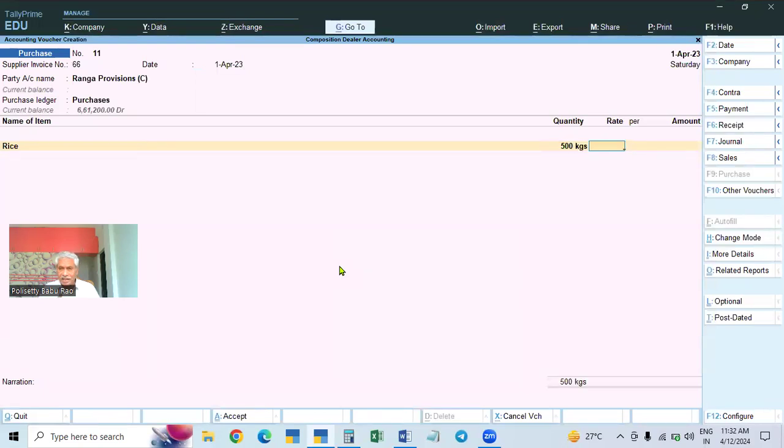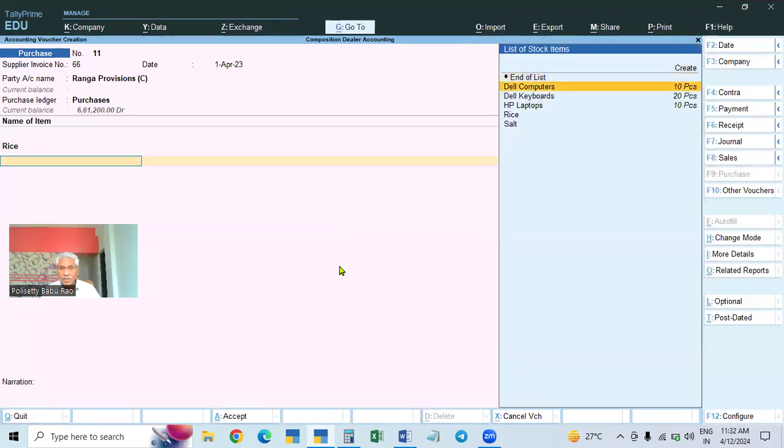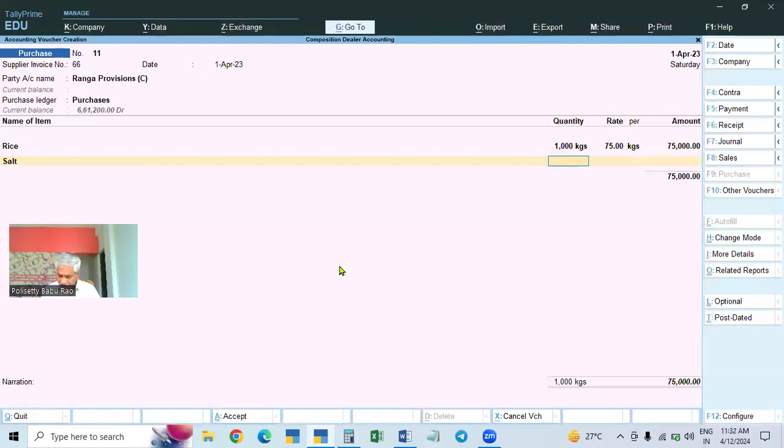That is not taxable. Rice we are taking 500 bags. Each bag is 500 kgs. And we'll take up 1,000 cases. Each case is 675 rupees. Okay. This is one we purchased, and the next one, salt we purchased. It is also exempted. It is also 1,000 kgs we purchased for 25 rupees.